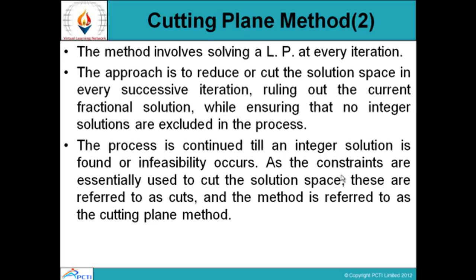The methods involve solving an LP at every iteration. The approach is to reduce or cut the solution space in every successive iteration, ruling out the current fractional solution while ensuring that no integer solutions are excluded in the process. The process is continued till an integer solution is found or infeasibility occurs. As the constraints are essentially used to cut the solution space, these are referred to as cuts, and the methods are referred to as cutting plane methods.